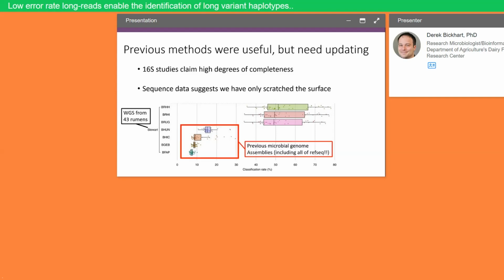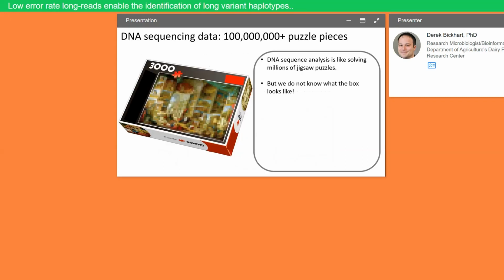When they used all previously assembled microbial genomes, including all of RefSeq, to classify the origin of the reads from their study, at max they had a 30% classification rate, which meant that 70% of the reads had never been seen before in previously used databases. It was only when they took those reads and generated the assemblies themselves, a sample-specific assembly, that they had higher classification rates and were able to assign those reads to different lineages.